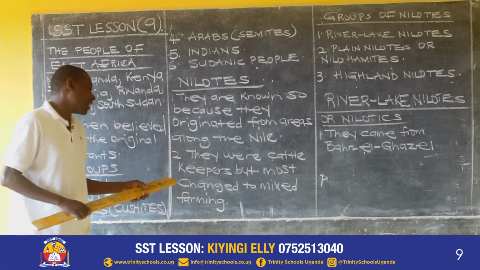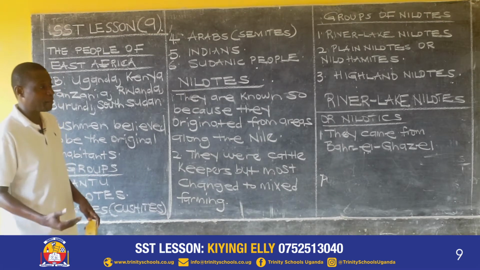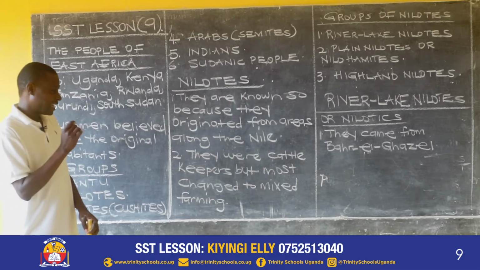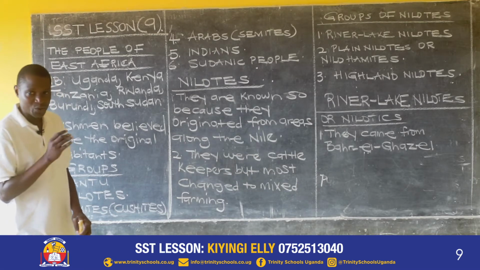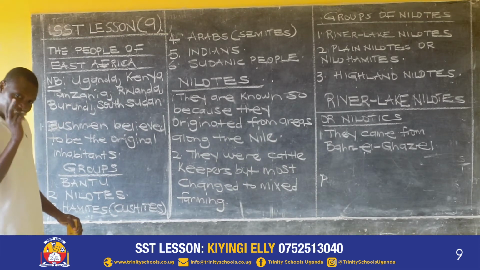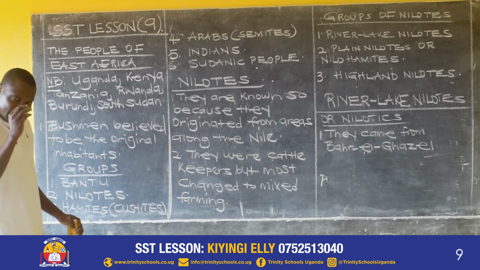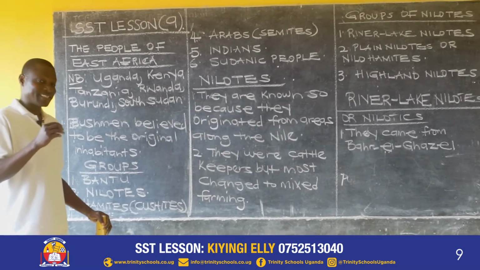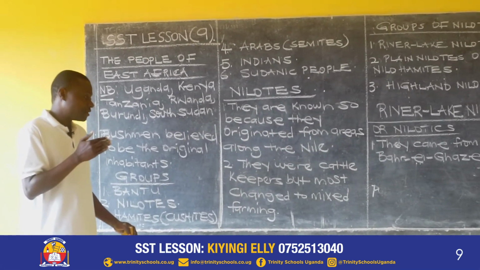And they were cattle keepers. But when they reached East Africa, most of them today are mixed farmers. They are no longer cattle keepers or pastoralists. And there's a very common question they ask from that point. Very, very common. I wish you were at school. I would now be asking you, P6 and P5, to give 2 reasons why the Nilotes, some Nilotes, are now mixed farmers. They are no longer cattle keepers. But since I'm not with you, I'll remind you. They were cattle keepers, now they are mixed farming.